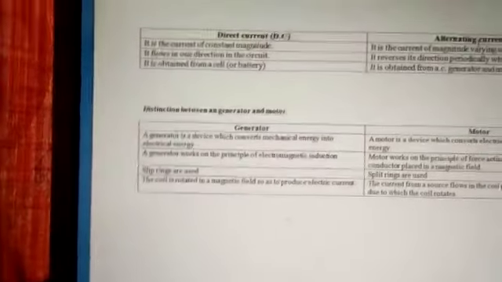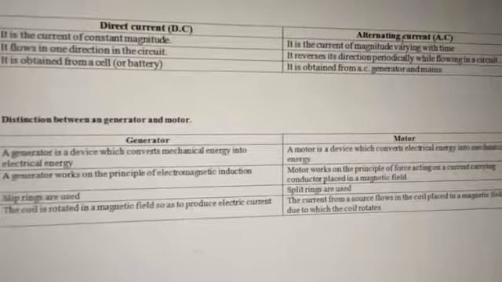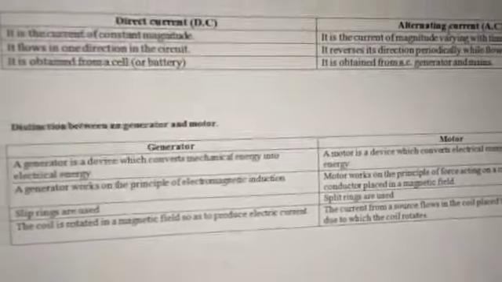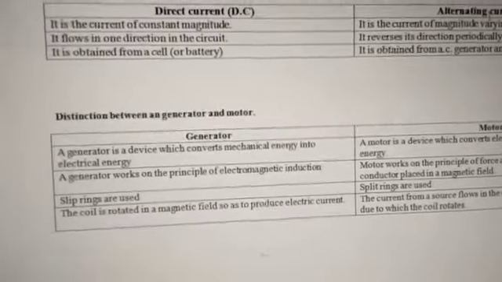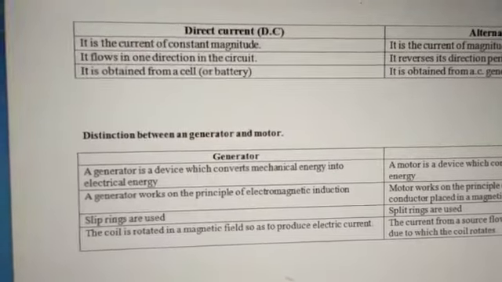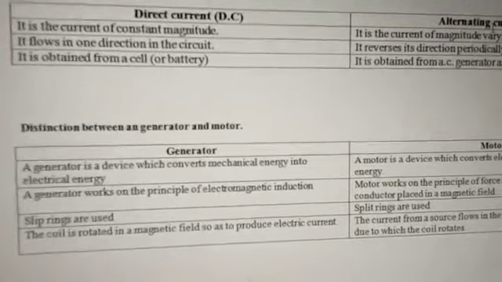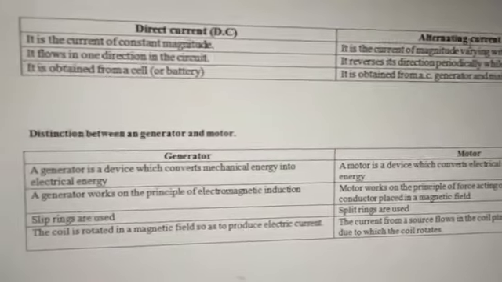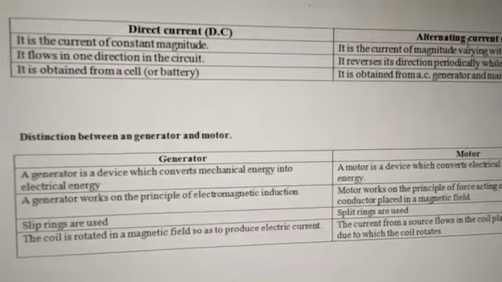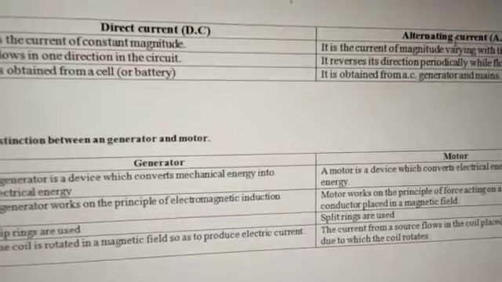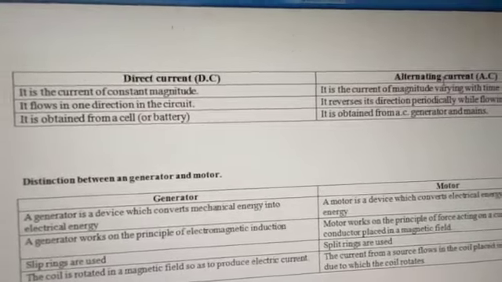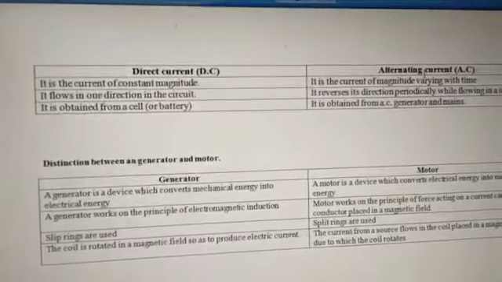Now we already know the difference between direct current and alternate current. The current with constant magnitude in only one direction, obtained from a cell or a battery, we call direct current. But alternate current has a magnitude that varies with time. It reverses the direction periodically. It is obtained from the generator or the mains. So that is the difference between direct and alternate current.